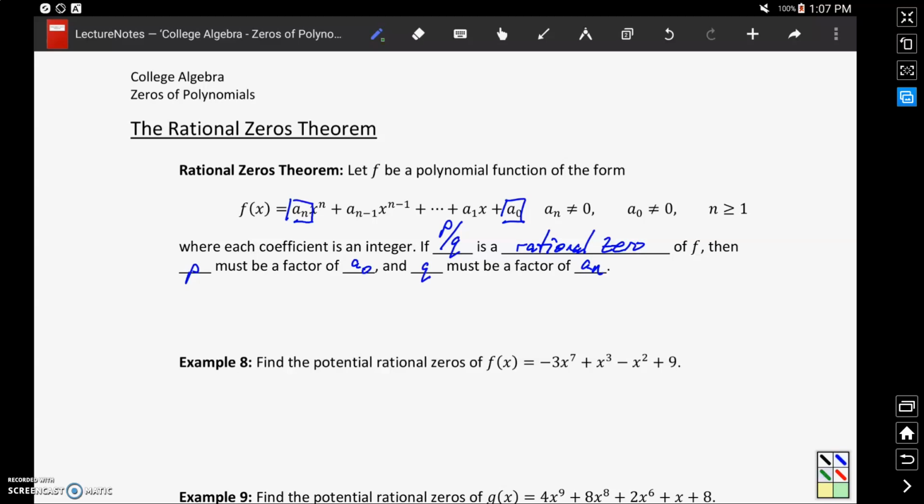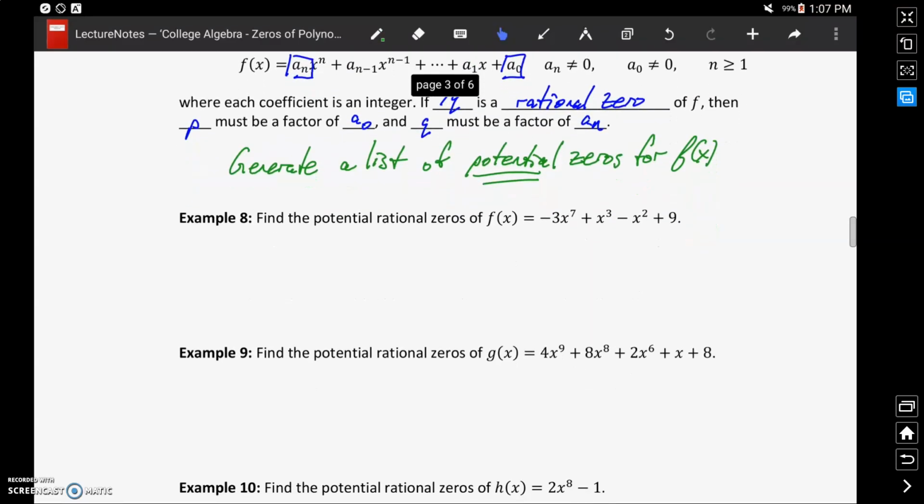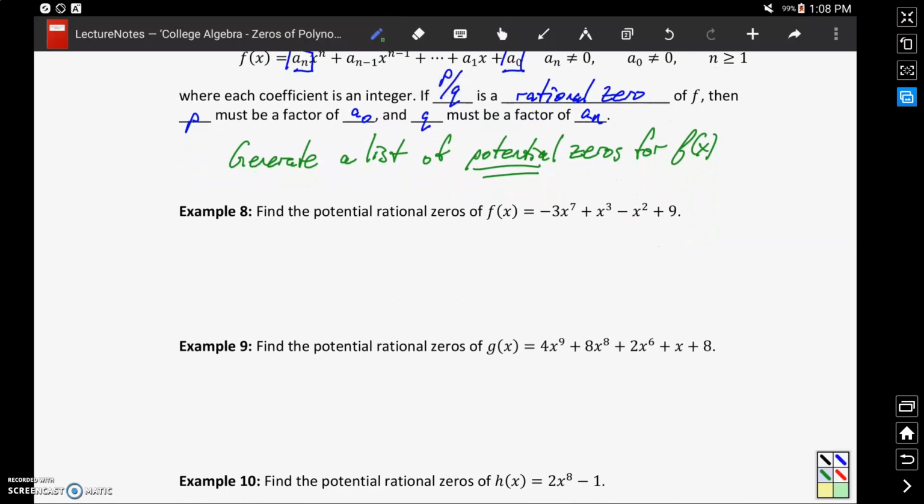So we're going to use this rational zeros theorem to generate a list of potential zeros for some given polynomial function f of x. What's important to keep in mind is that idea of potential zeros. We're going to generate lists of numbers, some of which, one or more of which, may be zeros for that function.